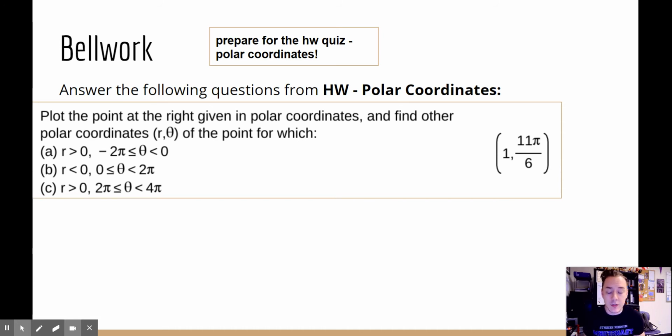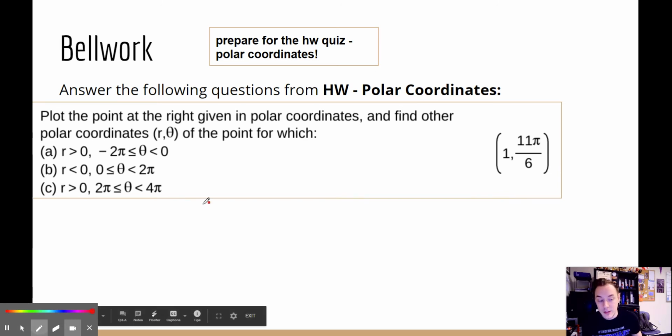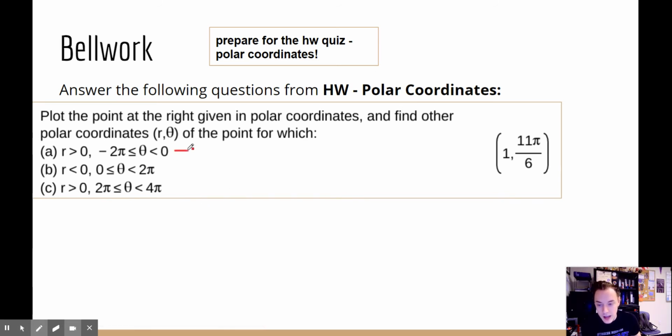This one's asking you from MathXL, plot the point at the right, this point. I'm not going to actually plot it for you guys. You can plot it yourself. It's not negative or anything, so it's a very easy plot there. And then find other polar coordinates for each of the following. Okay, so I'm just going to do that. Ready? So this first one, A.